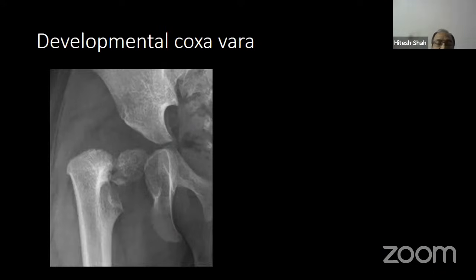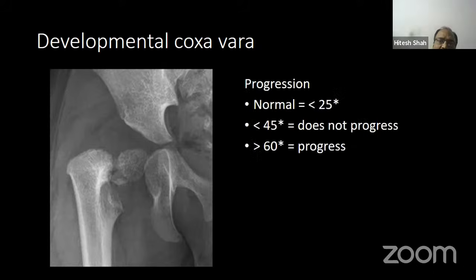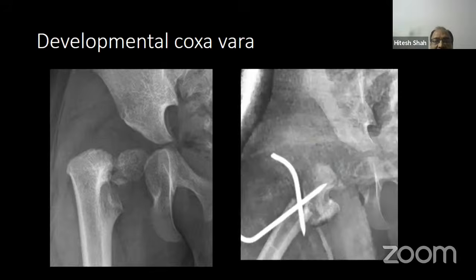The second pathology is developmental Coxa Vara, where there is an issue with growth at the proximal femur. It's a growth abnormality, not actually an arrest. It has been shown that an HE angle of less than 25 is normal. Up to 45 it doesn't progress, but if it is more than 60, it tends to progress. So the message is that whenever the HE angle is more than 60, we need to do correction to keep it less than 25.